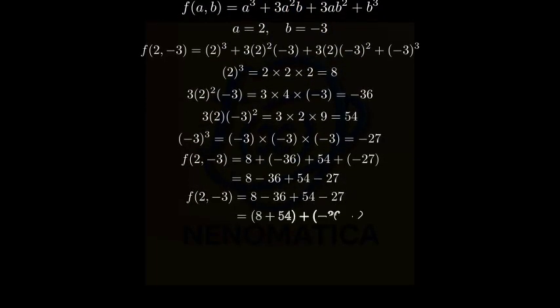To make this easier to calculate, let's group the positive and negative terms separately. We have 8 plus 54, which equals 62, and negative 36 plus negative 27, which equals negative 63. So our final calculation is 62 plus negative 63, which equals negative 1.